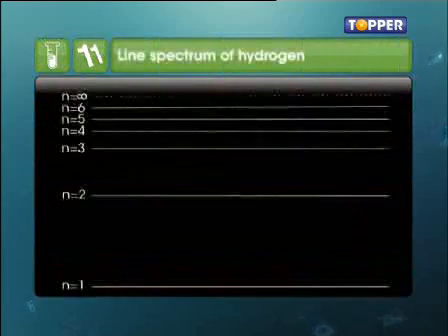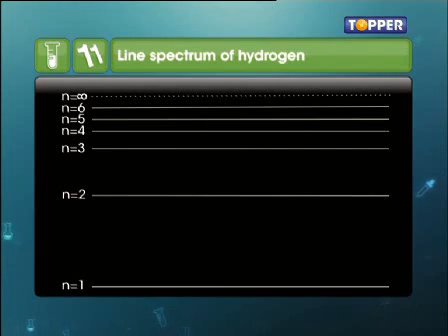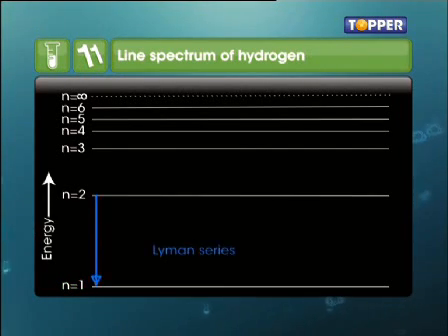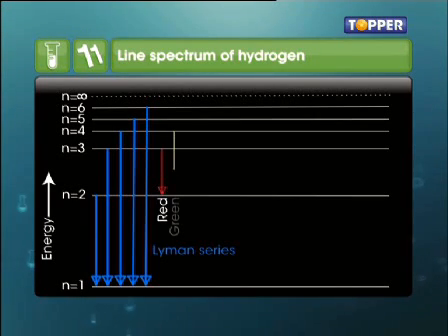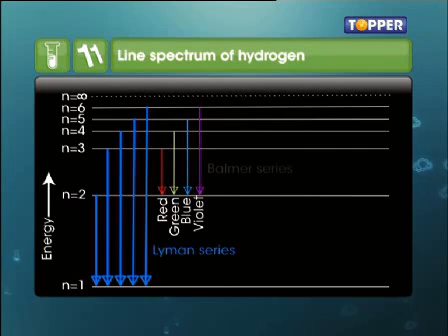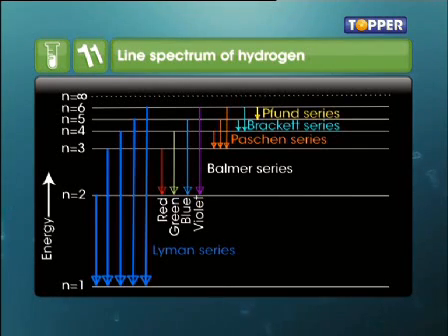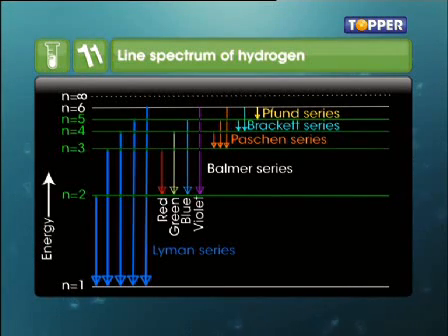Let me tell you more about the series of lines in the spectrum of hydrogen. The first series of lines corresponds to n1 equal to 1 and n2 equal to 2, 3, 4 and so on. This is known as Lyman series and it appears in the ultraviolet region. Similarly for Balmer, Paschen, Brackett and Pfund series, n1 is equal to 2, 3, 4 and 5 respectively.